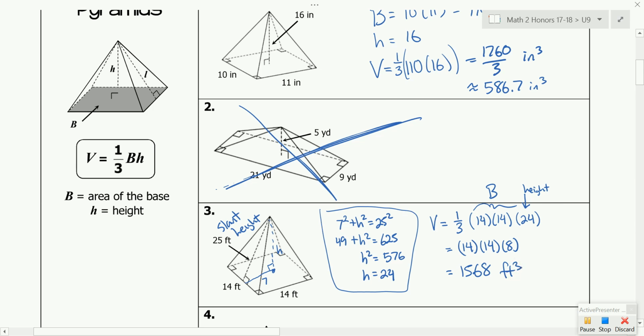Here's my solution. So we first had to find the height of this pyramid, and I used the Pythagorean theorem. I end up with 24 as the height, or 24 feet. And then I plugged it into the volume formula, 1/3 area of the base, 14 times 14, times the height. I took 1/3 of 24 to get 8, and I multiplied 14 times 14 times 8 to get 1568 cubic feet. How'd you do?